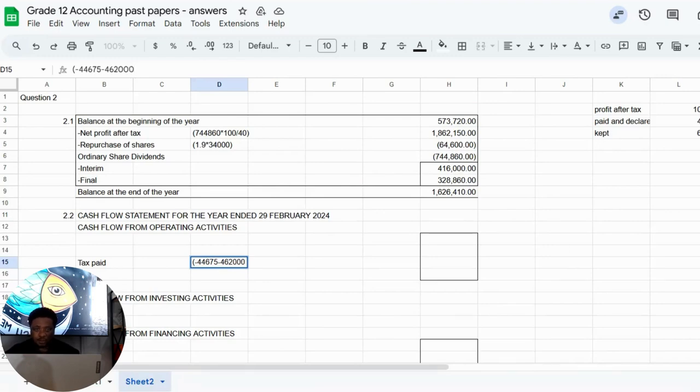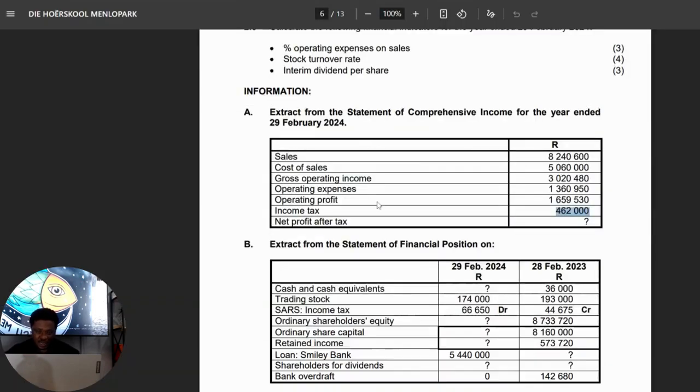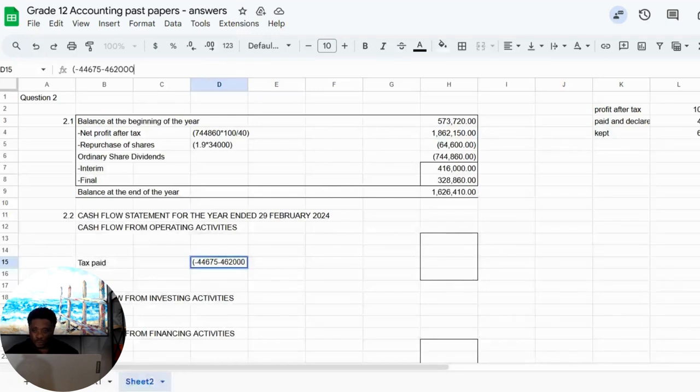And then we need to look at the balance of SARS income tax at the end. Now, the balance of SARS income tax at the end shows that SARS owes to the business 66,650, and the way in which SARS would owe us that money would be because we would have overpaid to SARS, right? We would have overpaid by 66,650, so we paid 66,650 above the 462,000, and so in that case, we'd also subtract that amount because that would also be another payment that went to SARS.